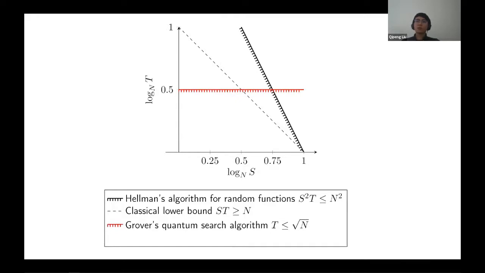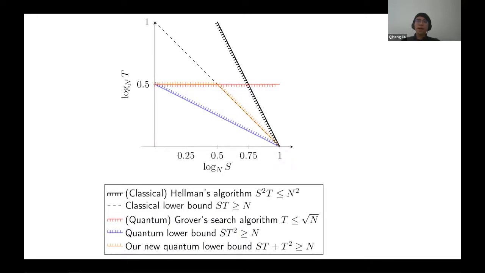And for Grover's algorithm, it gives this upper bound, which is this red line. And all the previous results give the quantum lower bound, this blue line, which is st squared greater than n. And this orange line is our new lower bound.